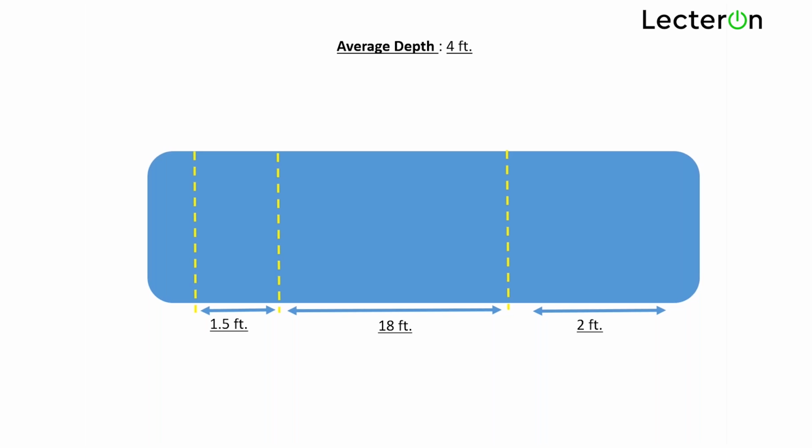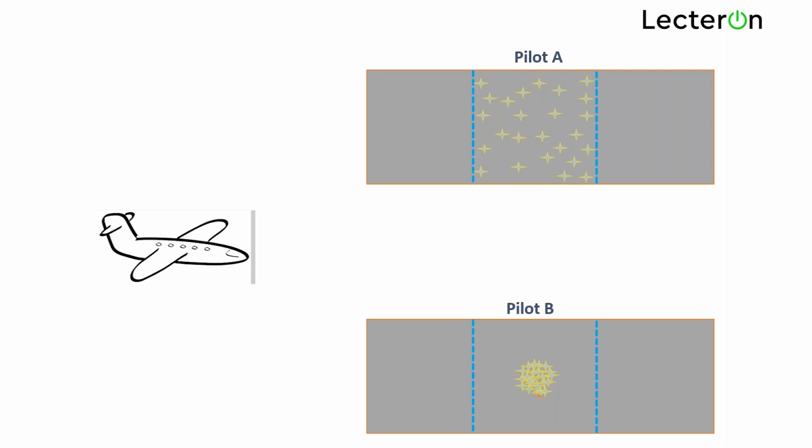We need to decide which pilot we want to fly with. There are two pilots, pilot A and pilot B. The diagram in gray is the airstrip where the plane would land, and the area within the blue lines is the safe landing zone. The asterisks that you see are the individual landings. We have exactly the same number of landings for pilot A and pilot B.